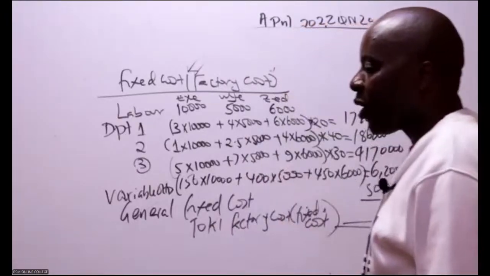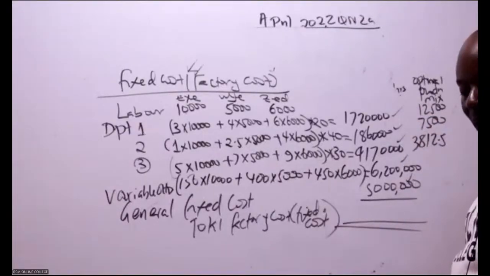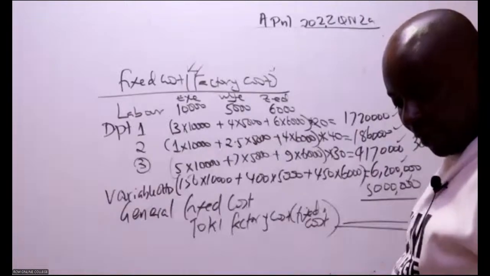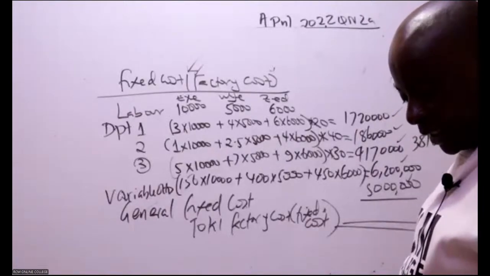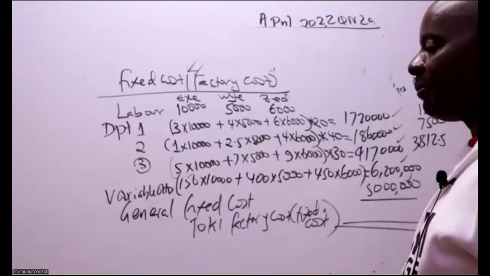So now you add everything. This plus the general. If you remember, general fixed cost was given in note number 3. Fixed overheads are budgeted at 5 million. Don't forget them.